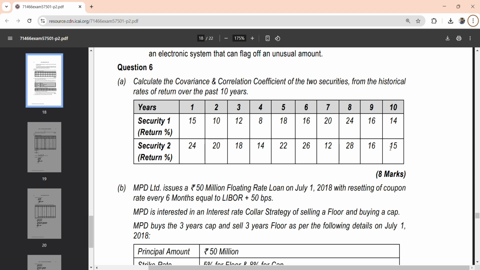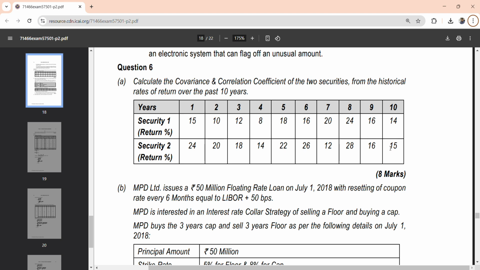So on that note, this question is from May 22 and is also there in your test your knowledge 6. It covers good concepts and also is a nice question. So the requirement is covariance and correlation coefficient of the two securities. Covariance can be found using the product of deviation, and then for computing the correlation coefficient, standard deviation is required to be found out.